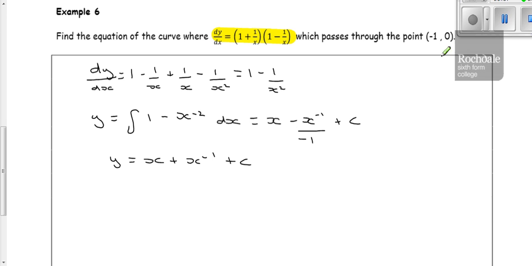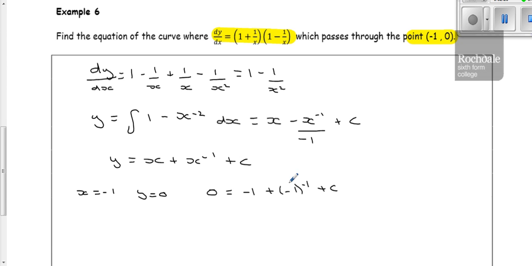Now, in this question, we've been asked to find a particular solution, and that's the coordinate that we've been given. So we want our curve to pass through that coordinate. And that happens when x equals minus 1 and when y is equal to 0. So we need to substitute this coordinate into our general solution, and that will allow us to find c. So y equals 0, x equals minus 1, plus minus 1 to the power of minus 1 plus c.